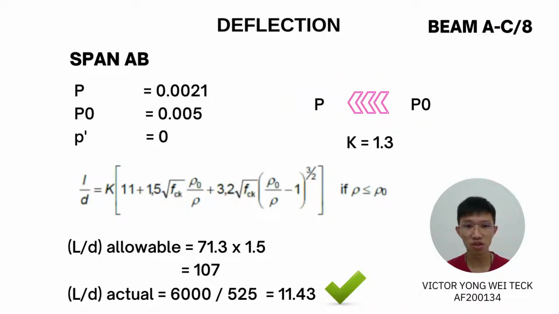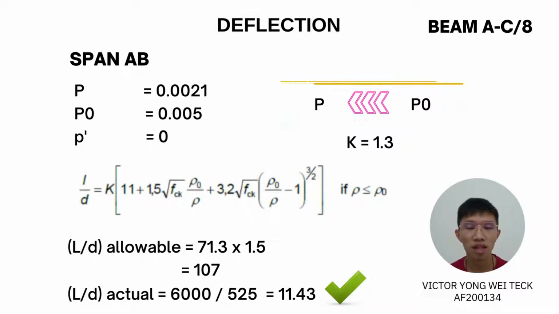The percentage of the tension reinforcement is equal to 0.0021. The reference reinforcement ratio P0 is equal to 0.005, and the percentage of required compression reinforcement P prime is equal to 0, because the compression reinforcement is not required in this case. Since the P is smaller than the P0, the following equation is used to calculate the L over D. The K is equal to 1.3 due to the beam being a continuous beam.